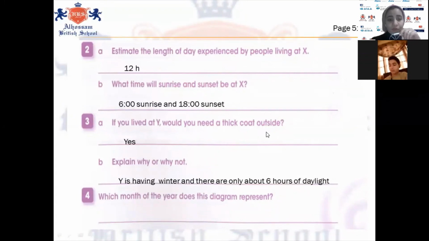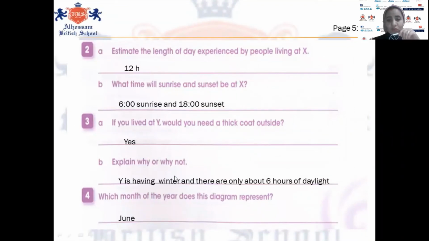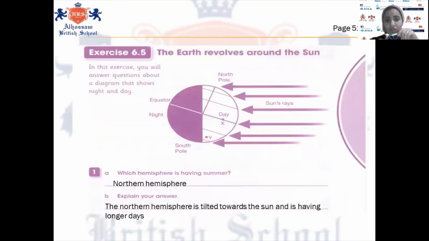Which month of the year does this diagram represent? In which position on this side will be June? Look again at the picture. Okay, in this position, June.